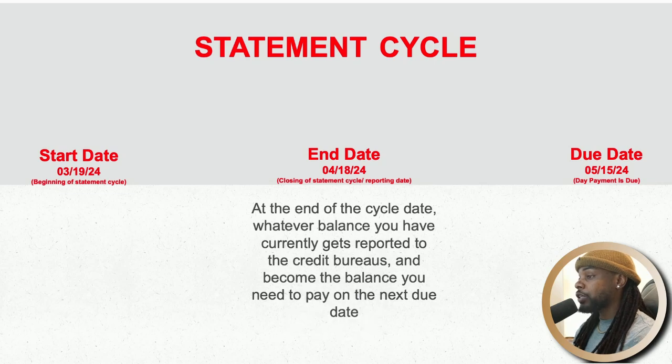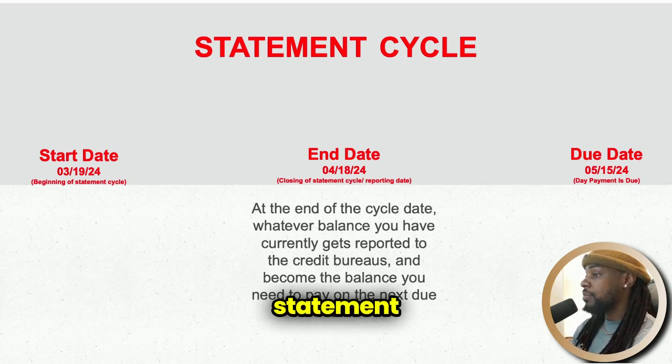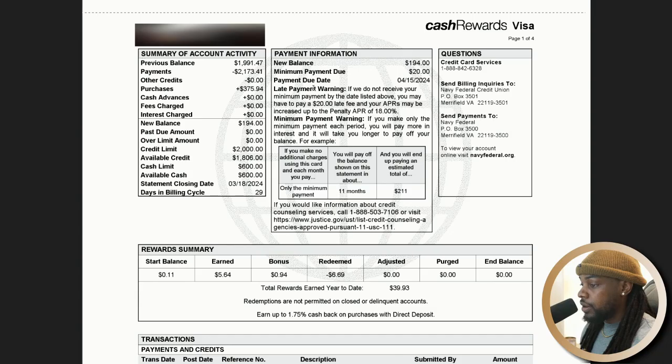And now I'm going to actually pull up the actual statement that goes with this account. Now, as you can see, this is a Navy Federal Cash Rewards Visa card. And it lets you know right here, the minimum payment due is $20. I want to make sure that we don't get that confused. The new balance is $194. That's what I need to pay in full to not have interest. $20 is the minimum payment. That's the least amount you have to pay so that you don't get a late payment or late reporting.